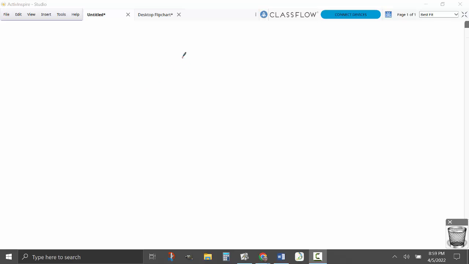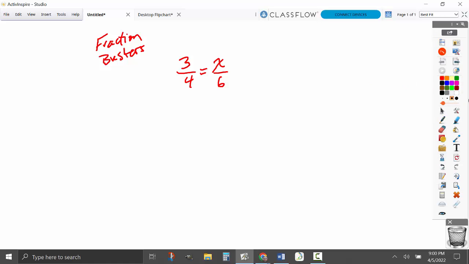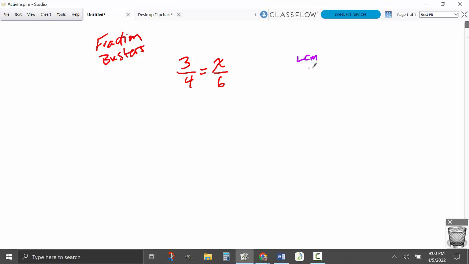So, if we were to take 3 over 4 equals x over 6 and use our fraction busting method, all we need to do is multiply both sides by the least common multiple of the denominators 4 and 6. So in this case, the least common multiple of 4 and 6 would be 12. That's going to be my fraction buster. So 12 times 3/4 is equal to 12 times x over 6.